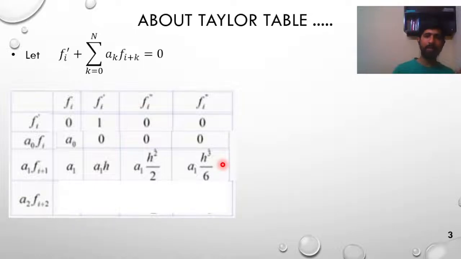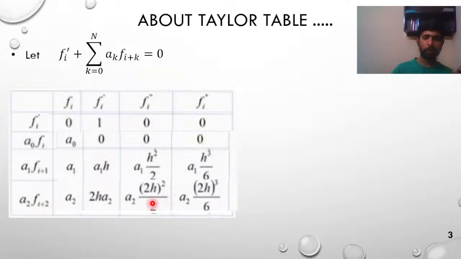I hope this is clear, because at least the majority of the problems are based on this thing only, constructing the Taylor table. So fi plus 1 will be expressed in this manner as a sum of these column values, that is the fi, fi dash, fi double dash. Similarly, for i plus 2 also, we can do the same exercise. For the time being, you can ignore the coefficient value a2. Just see fi plus 2 can be written as fi plus 2h into fi dash, plus 2h the whole square by 2 factorial into fi double dash. Then we just multiply by a2 on all the sides. So that is the way in which you construct the Taylor table.